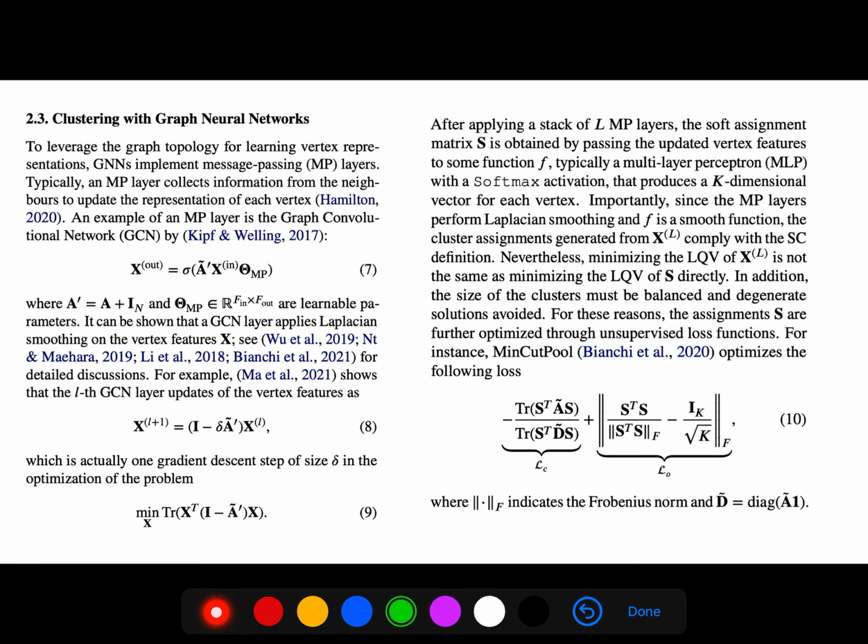So to leverage the graph topology for learning vertex representations, GNNs implement message passing layers. Typically, the message passing layer collects information from neighbors to update the representations of each vertex.